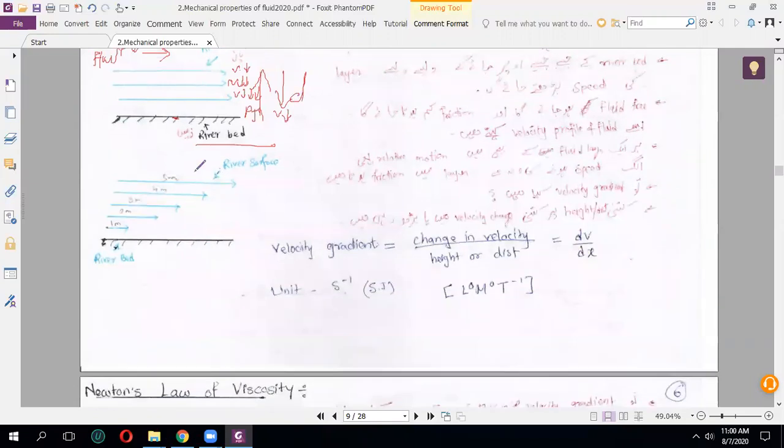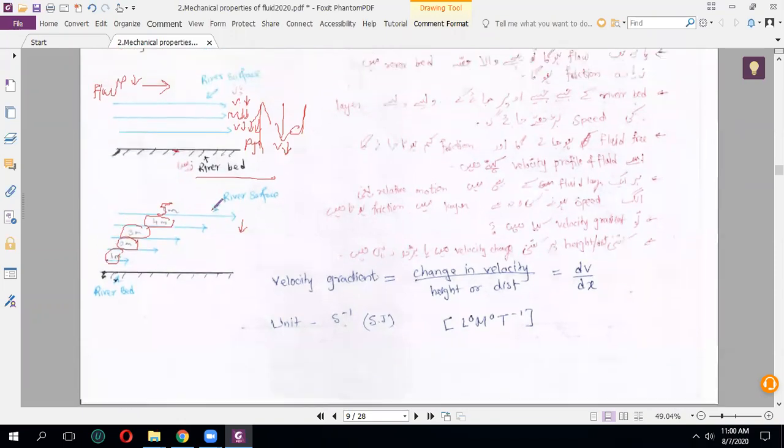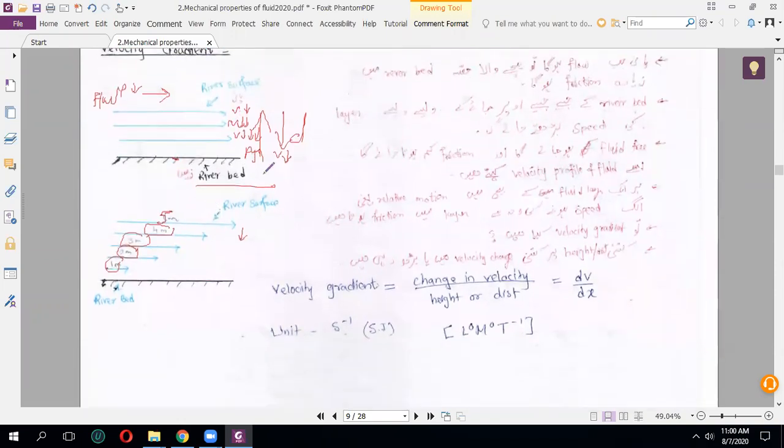See the example here. In river, the surface velocity suppose 5 meter. When we are going deeper, second layer, their velocity is 4. When we are going more in depth, their velocity becomes 3 meter, then 2 meter, then 1 meter. What this thing explains? The velocity is keep on decreasing when we are going inside the liquid. Understood, students? This decrease in velocity is called velocity gradient.